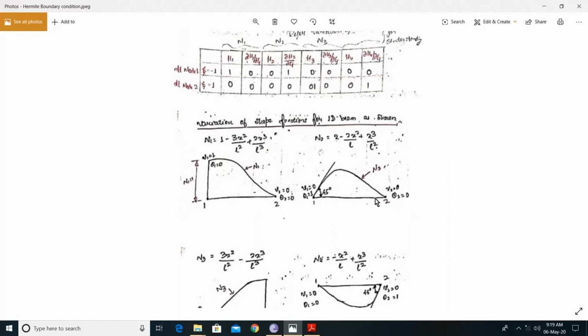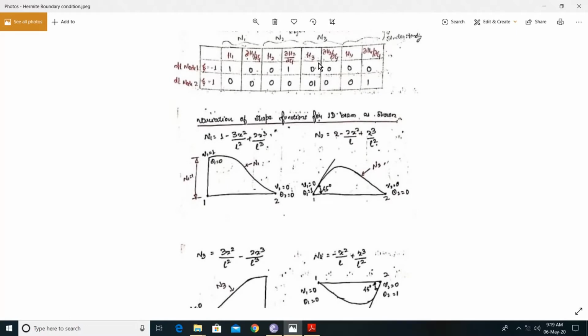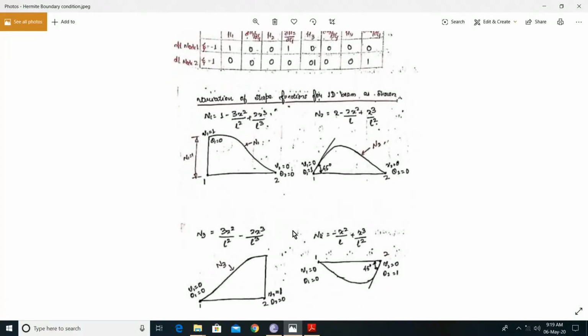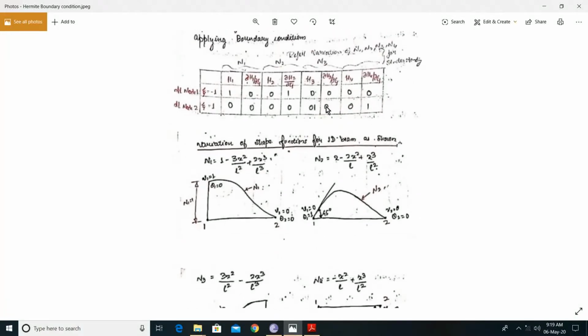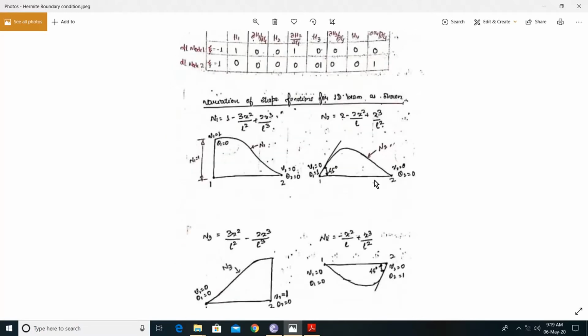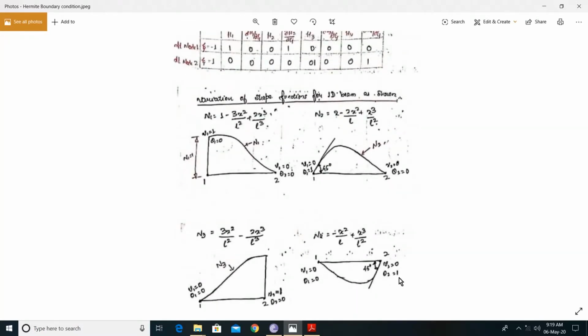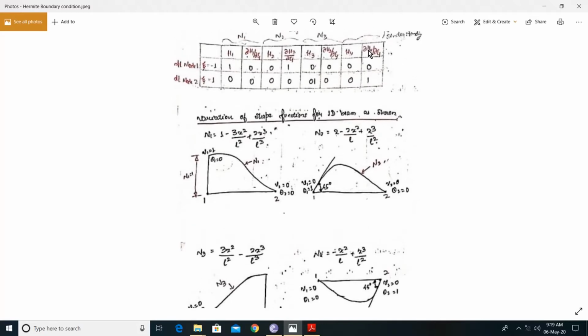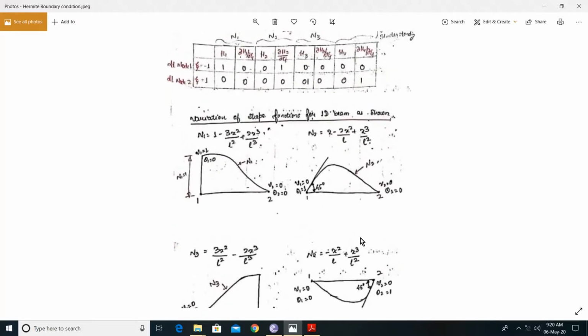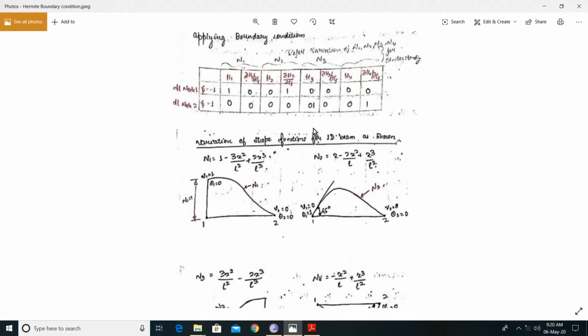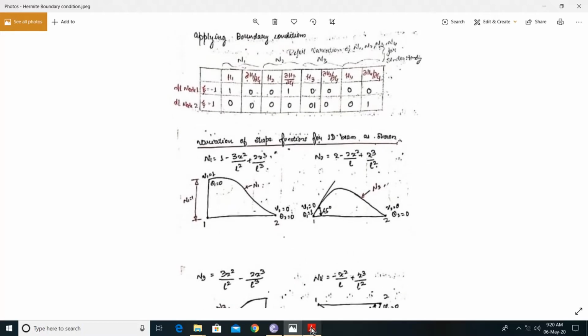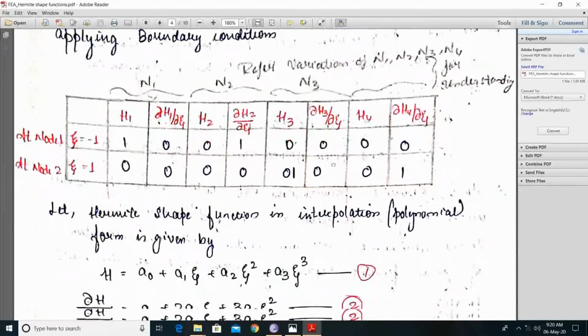Then similarly here for h3 at node 2, h3 is equal to 1. You can see here v2 is equal to 1, and the rest all three are 0. And similarly here theta 2 is equal to 1, slope is equal to 1, so slope of h4, that is dou h4 upon dou xi, equal to 1, and the rest all three values are 0. So these are the boundary conditions. Using these boundary conditions we will be deriving the Hermite shape functions h1, h2, h3 and h4.